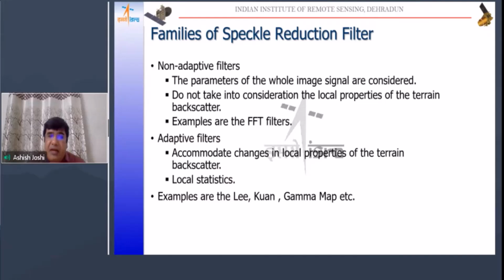So that is what we call the adaptive filters. The examples of the adaptive filters are the Lee, Kuan, and Gamma MAP. Okay, so what is the Lee filter?